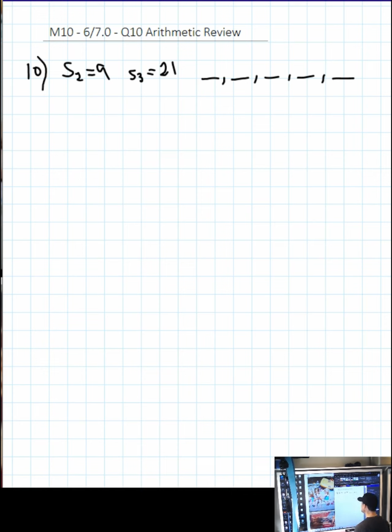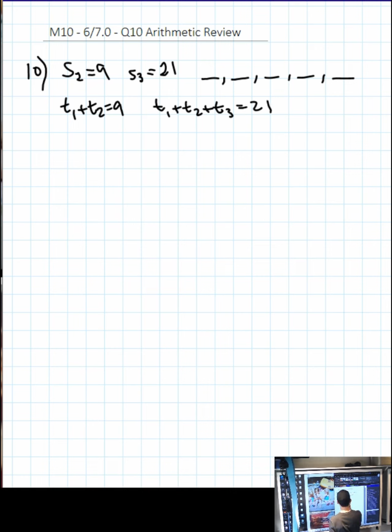Now, S2 is 9 and S3 is 21. So there are some very interesting systems of equations that you can do with both equations, but we want to think about it differently. S2 is the sum of the first 2 terms. That means that T1 plus T2 equals 9. S3 is the sum of the first 3 terms. T1 plus T2 plus T3 equals 21.